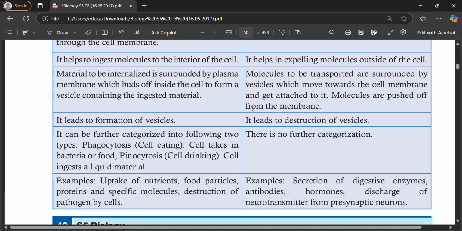Examples: uptake of nutrients, food particles, proteins and specific molecules, destruction of pathogens by phagocytes.